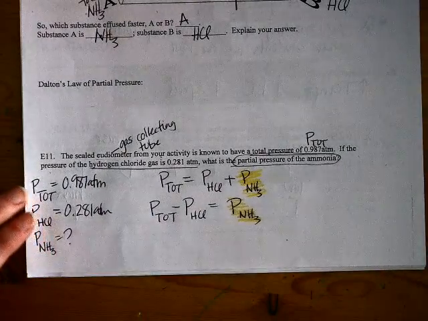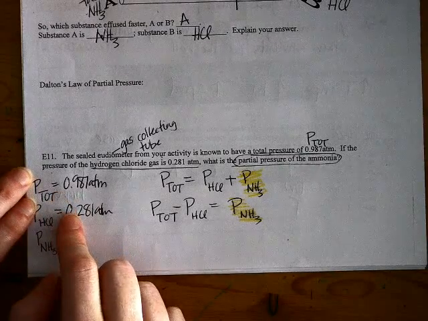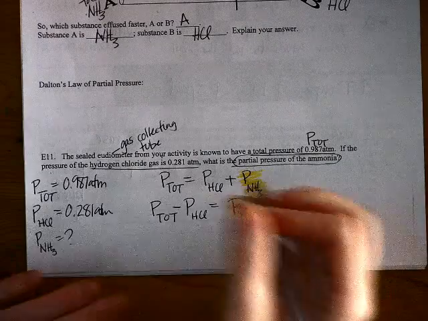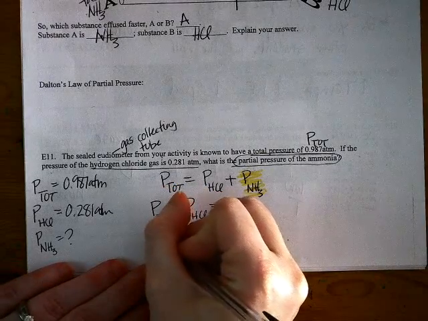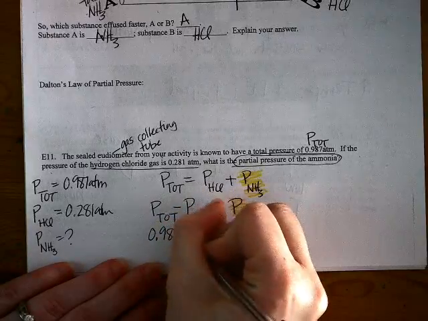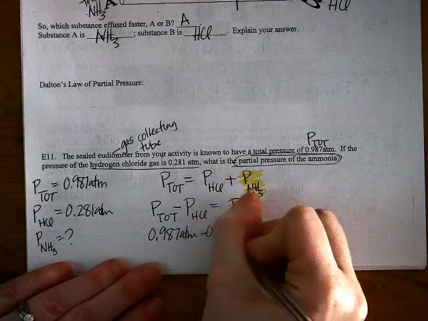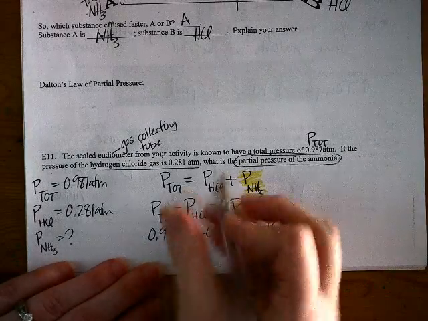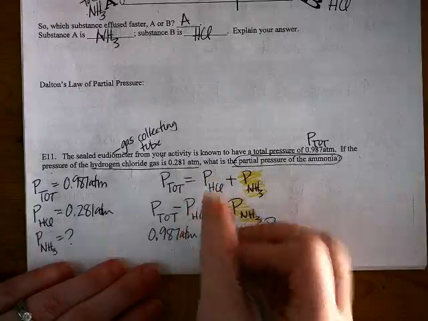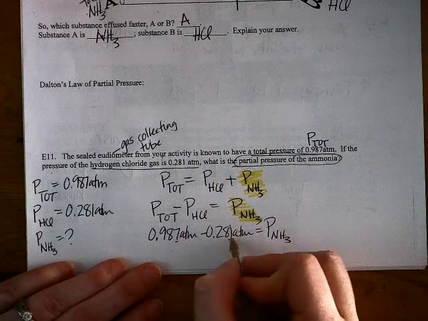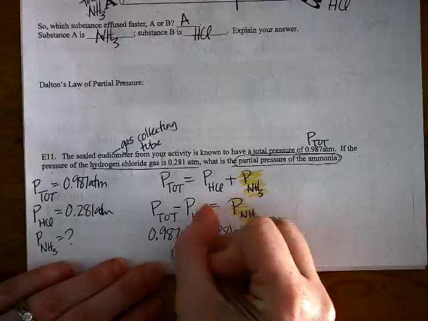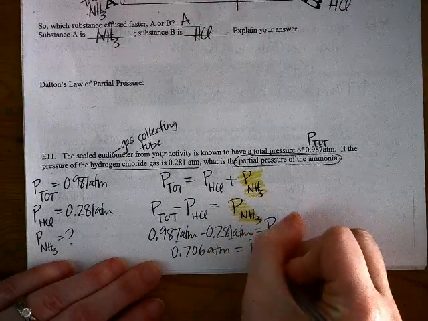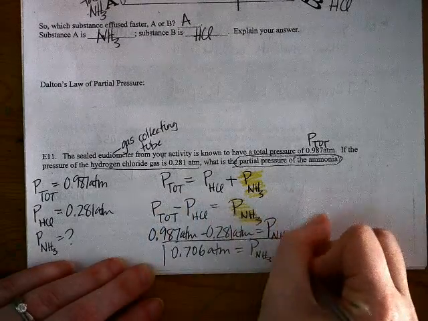Also, I've got the total, and I have one of the parts. I need to know the other part. You should get 0.706. So here we have 0.987 atmospheres minus 0.281 atmospheres equals the pressure of my ammonia. And when we look at subtraction, we look at number of decimal places. This one goes out 3, that one goes out 3. And so when we subtract, we need to make sure we go out 3. And there is my pressure.